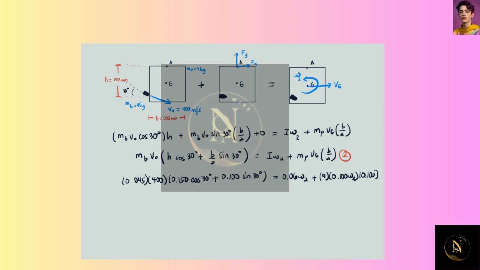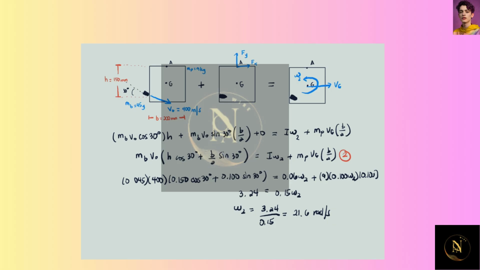So simplifying the equation, the left hand side would be equal to 3.24, and then right hand side 0.15 omega. So omega is equal to 3.24 divided by 0.15. So this is equal to 21.6 radians per second.